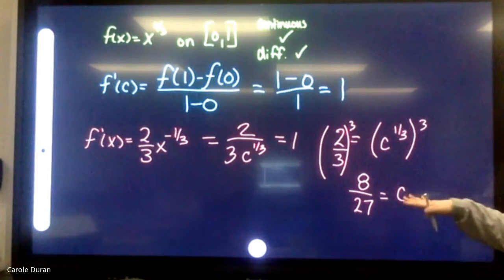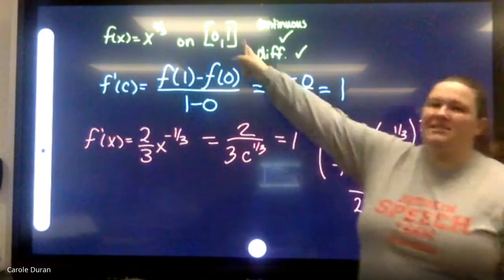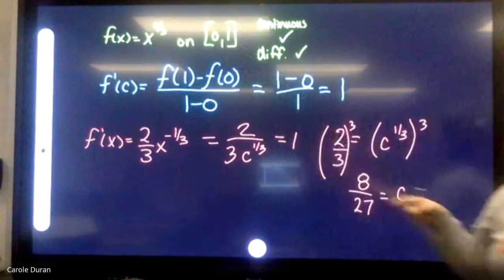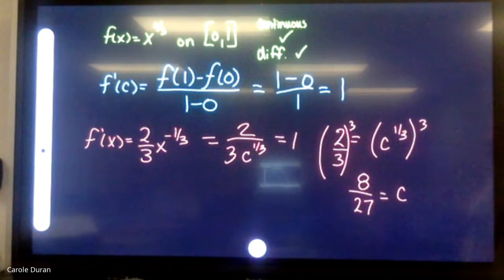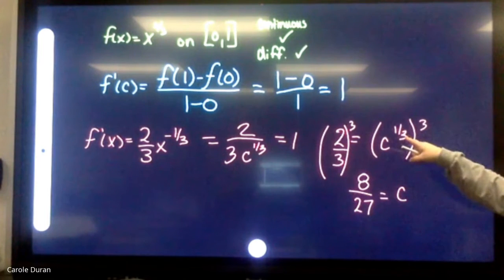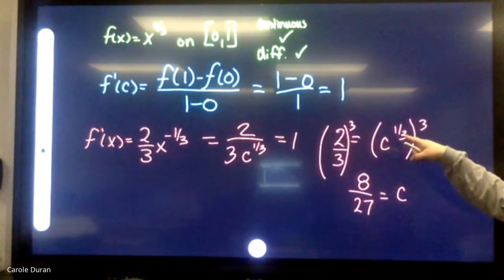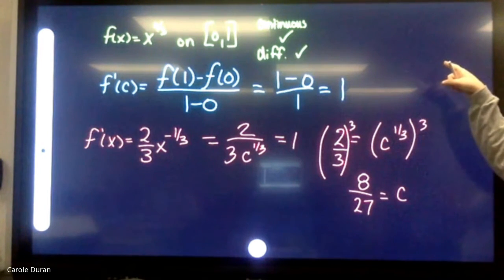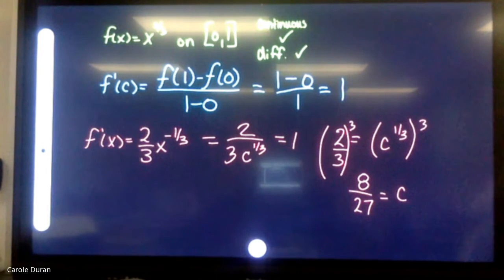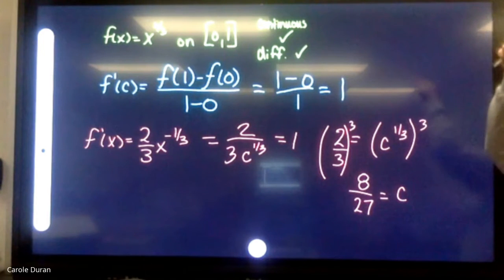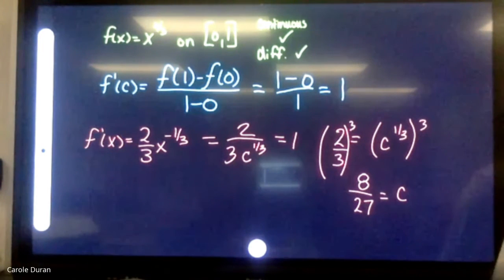Once I get this value, 8/27, I verify that it does in fact exist between 0 and 1. And it does. So this is the c value I was looking for. Well, we cubed it because it was a 1/3, and the only way to cancel out a denominator of 3 is to have a 3 in the numerator. So that's how I determined it. If it was 2/6, then I would take it to the 6th power and then I'd have to square root at the end.